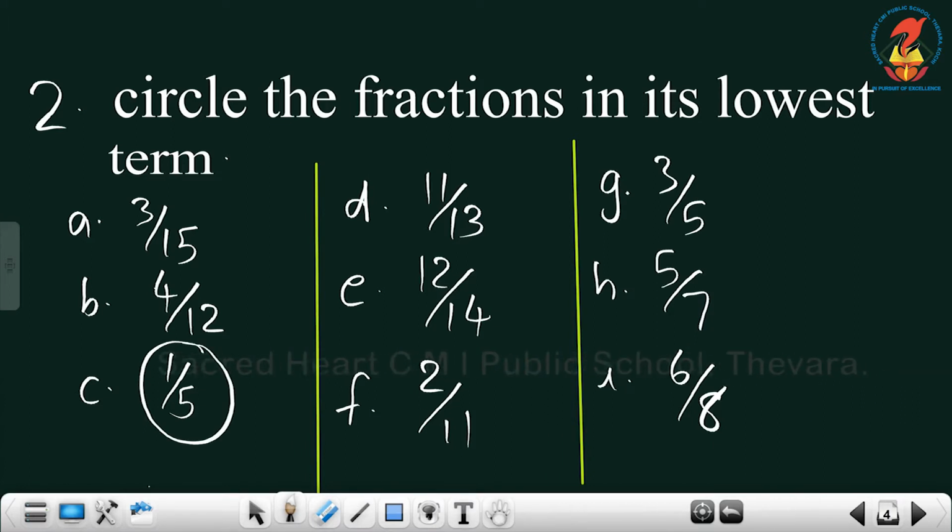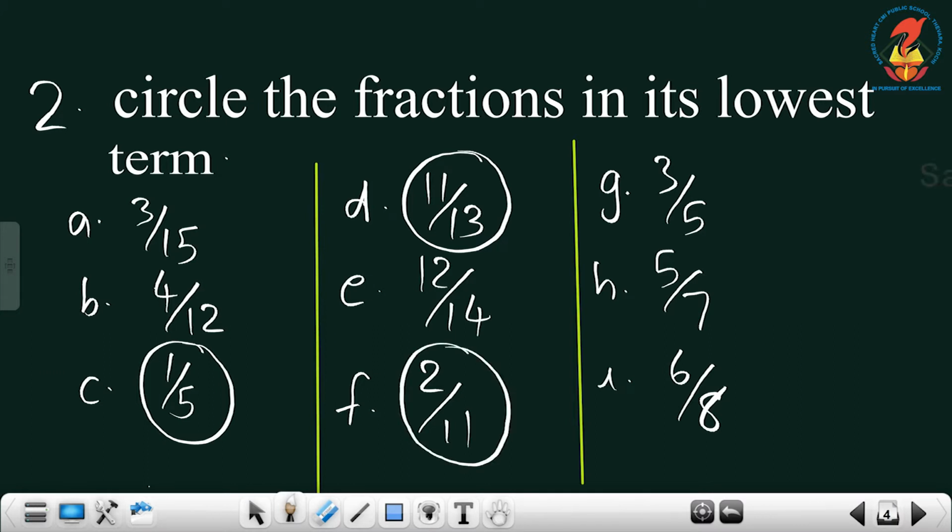Okay. And what about next fraction? 11 by 13. 11 is a prime number, right? Okay. And 13 is also a prime number. The common factor between the numerator and denominator is 1. Okay. And 12 by 14, it is not in the lowest term. 2 by 11, yes, because 2 is prime number and 11 is prime number.